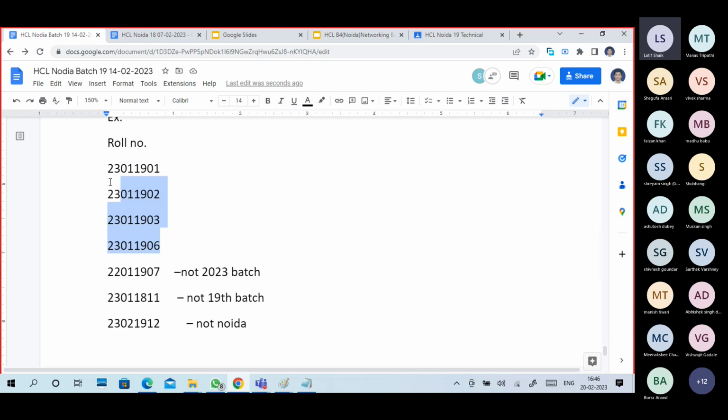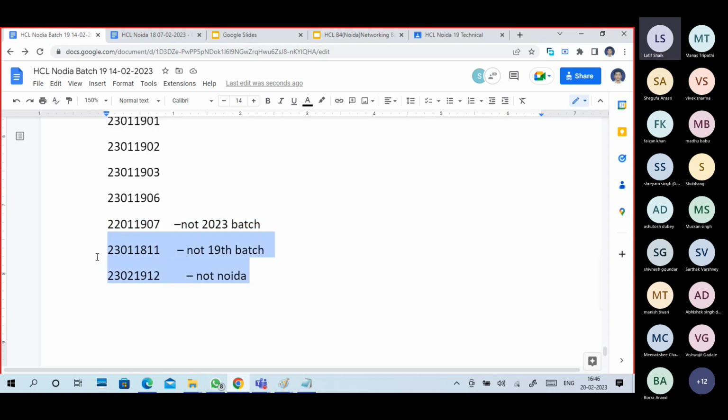If you take these things, what is the common number? This is the common number, somewhat common. 23 is in all. These two also belong to the same year. These two also belong to the same year. This is a different year. And this is also the same year, 23. But there is a difference. What is it? It is the same Noida batch. But this is 19th and it is 18. It means there it is separated.